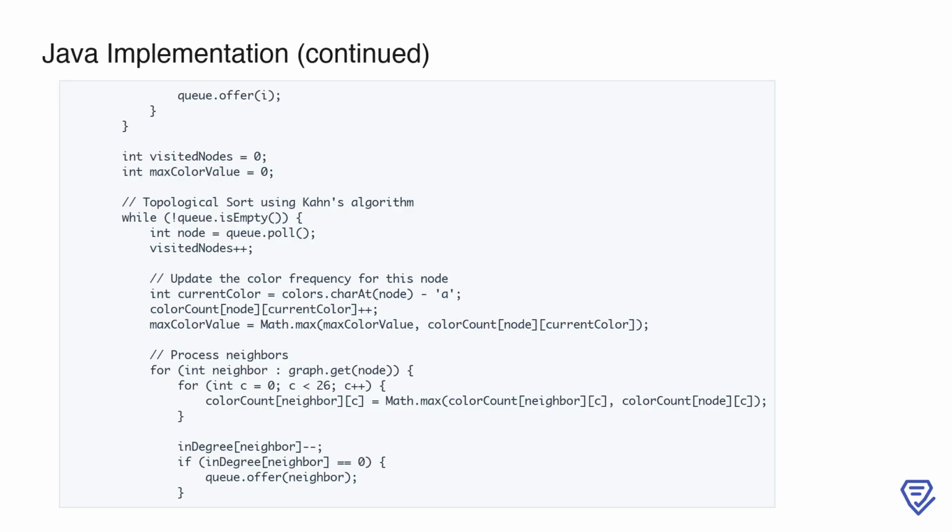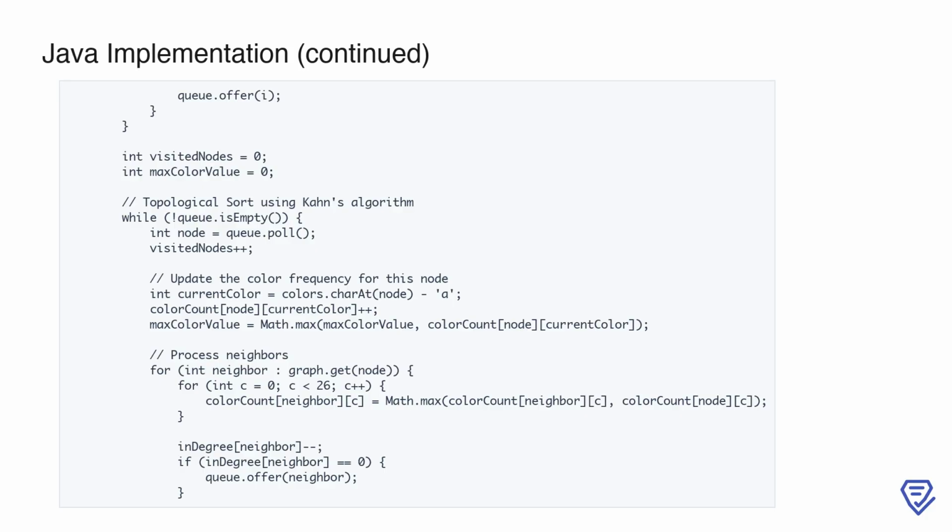We initialize two variables, visitedNodes, to count the number of nodes processed, and maxColorValue, to keep track of the maximum frequency of any color along any path. As we process each node from the queue, we increment the visitedNodes counter and update the color frequency for the current node by incrementing the count corresponding to its color. This is determined using the ASCII value of the character minus the ASCII value of 'a'. We then update maxColorValue to ensure it reflects the highest frequency observed so far.